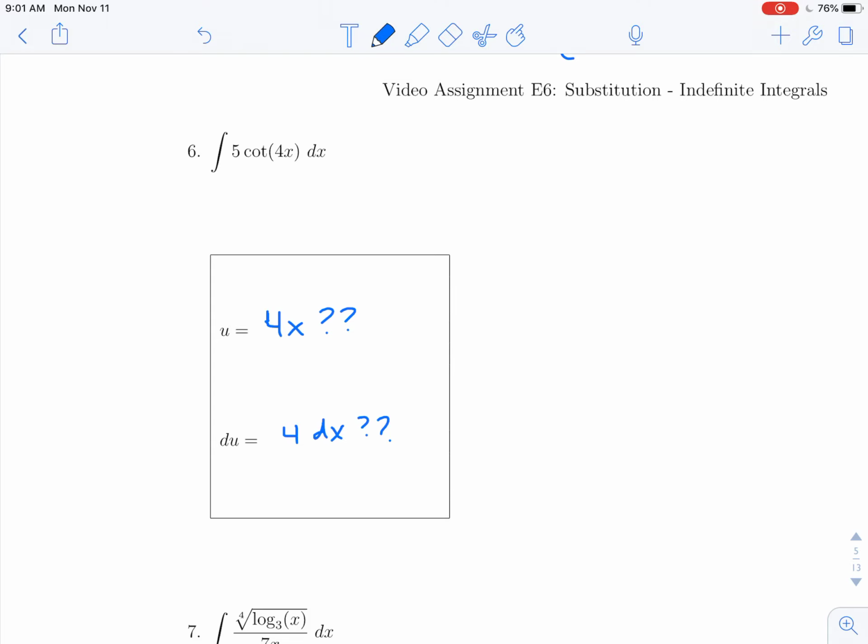And if you go back and look at your integration formulas or your anti-differentiation formulas, there's not a cotangent listed as an integrand. And so this is not really what you want to do.